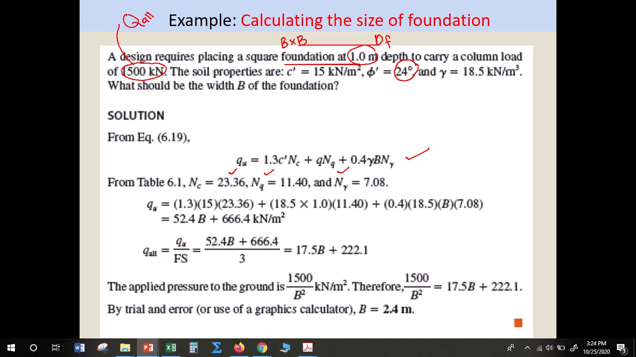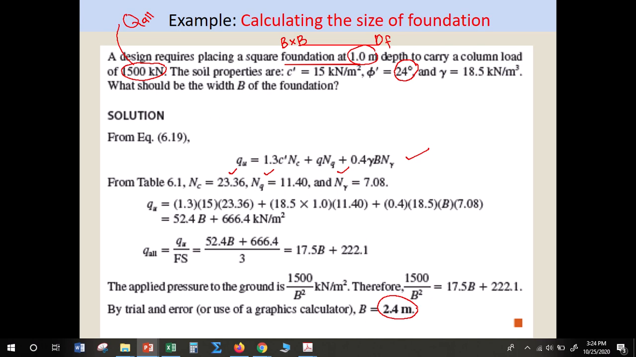Q allowable equal to Qu divided by Fs, and so we get this equation. The applied pressure to the ground is, okay, so therefore the applied pressure equal to 17.5 B plus 222.1. By trial and error or using a graphic calculator, B equal to 2.4 meter. So this is for the square foundation.